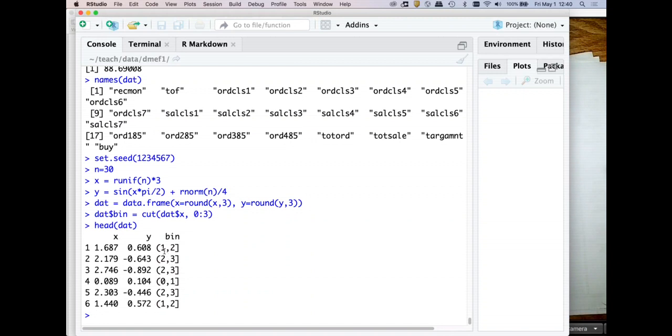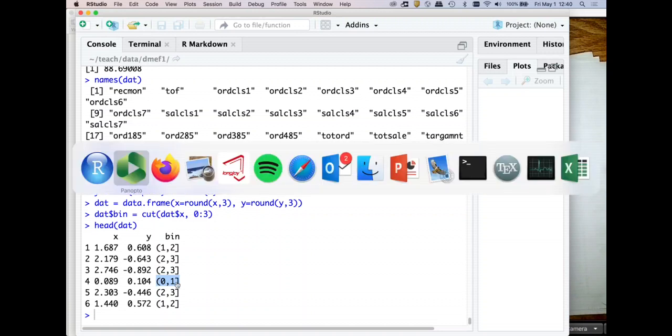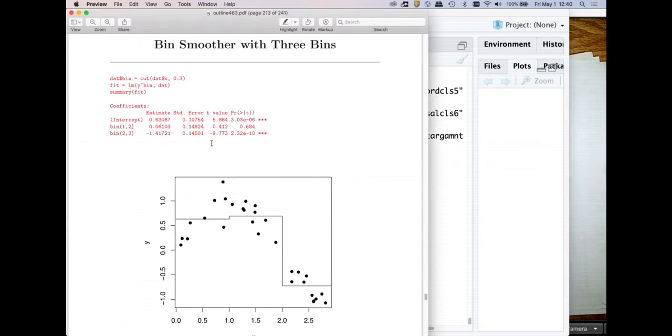And so what this is really saying is the x value, 1.68, is somewhere between 1 and 2. The x value, 2 point something or other, is somewhere between 2 and 3. And the x value, 0.089, is somewhere between 0 and 1. So that's how the cut function works in R. Now, let's go back to the course packet for just a second.